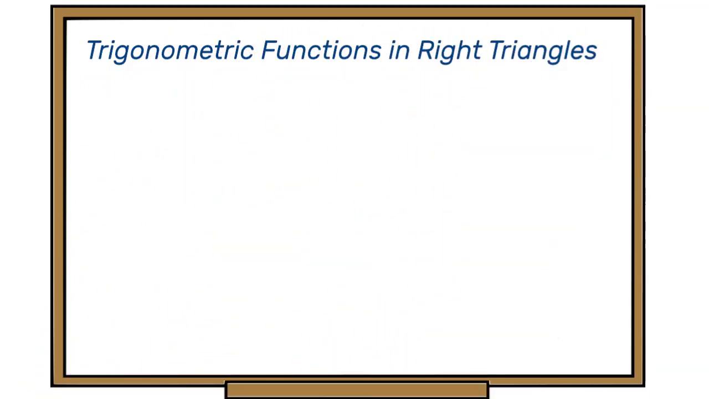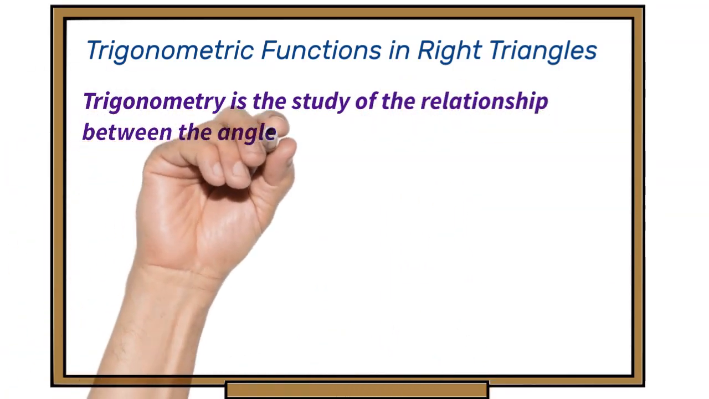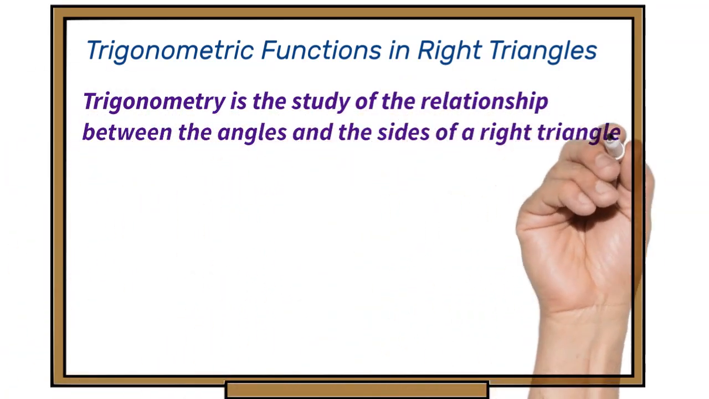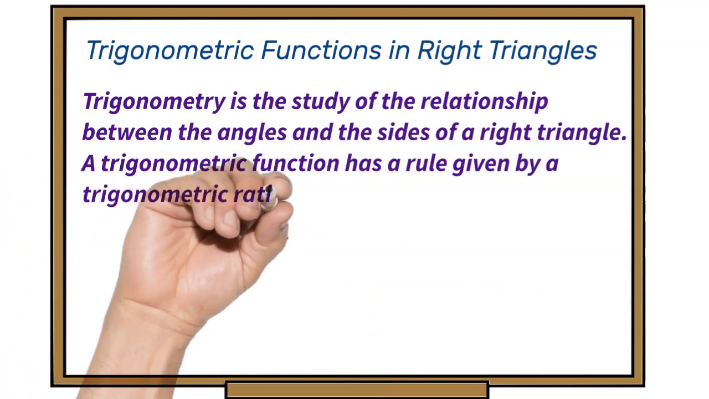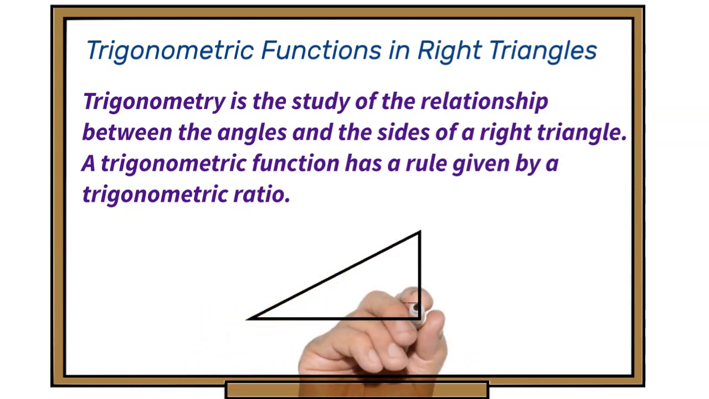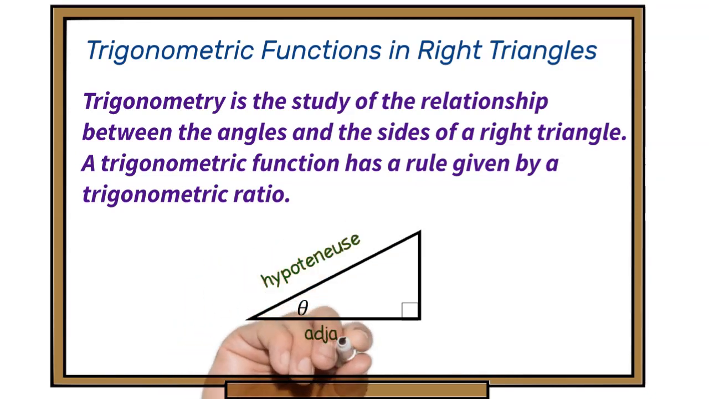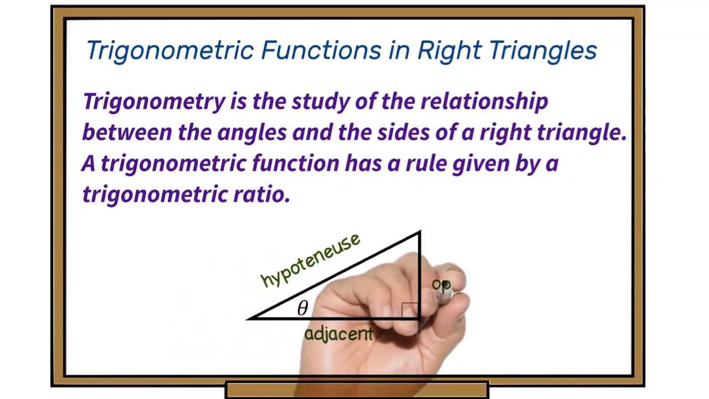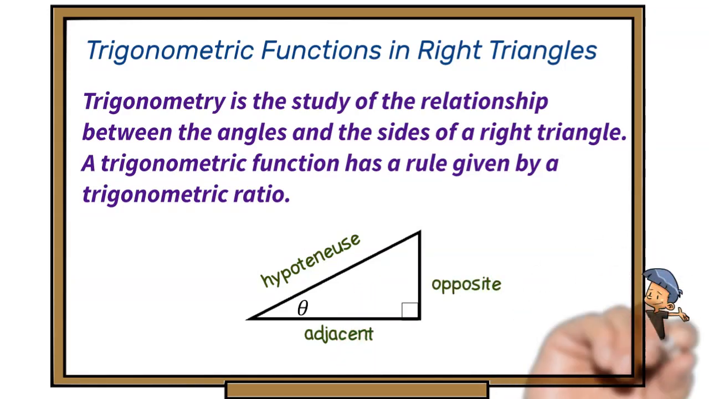Trigonometric functions in right triangles. Trigonometry is the study of the relationship between the angles and the sides of a right triangle. A trigonometric function has a rule given by a trigonometric ratio. The side opposite the right angle is called the hypotenuse. The side next to the angle theta is the adjacent, and the side opposite theta is called the opposite.